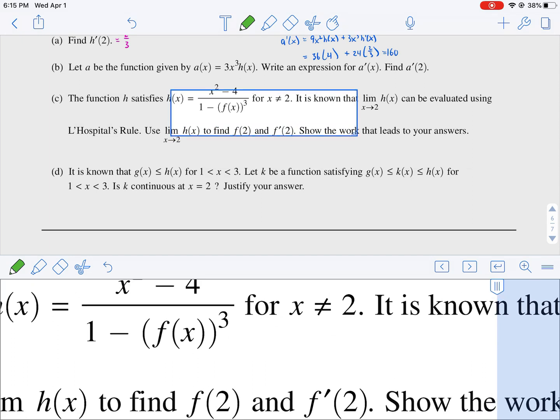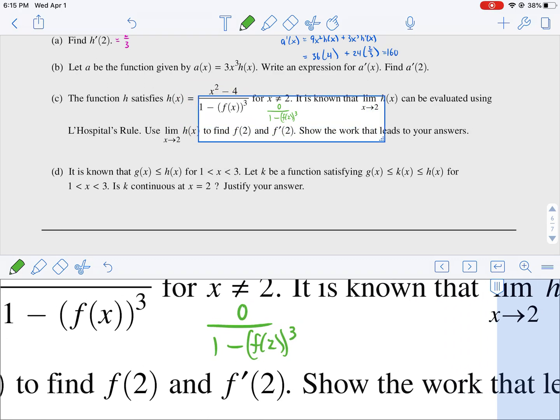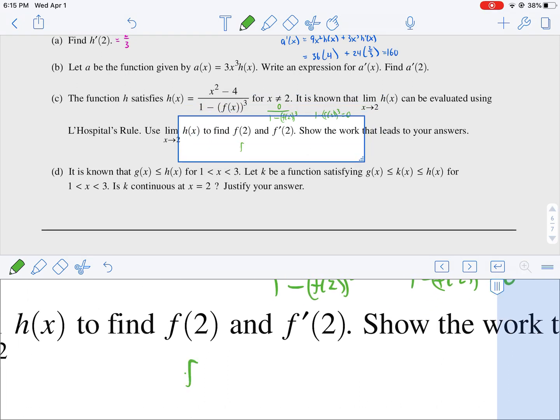So if I plug 2 into h of x, I get 0 on top. I need to get a 0 down here, which means f of 2, because it's going to be f of 2 cubed. So f of 2 has to equal 1, otherwise I wouldn't get 0 on the bottom. Or in other words, more algebraically, I need 1 minus f of 2 cubed to equal 0. So then you can add this to the other side, cube root both sides. In any case, you end up with f of 2 equals 1.